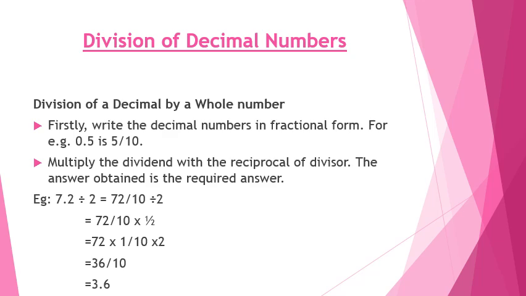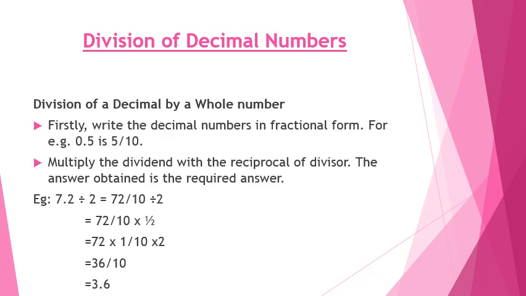Now, when we turn a decimal into a fraction, then we follow the method of division of fractions. And what did that entail? That in division of fractions, we change the division sign into multiplication and the divisor becomes the reciprocal. And we get our answer. Let's quickly look at an example to understand division of a decimal by a whole number. We have this decimal number 7.2, which is going to be divided by 2.